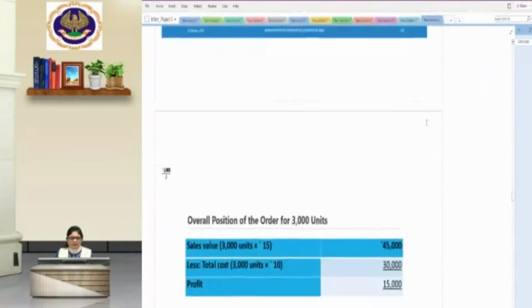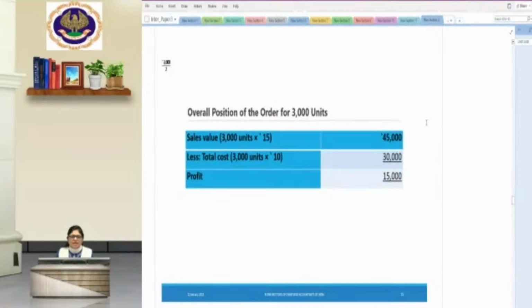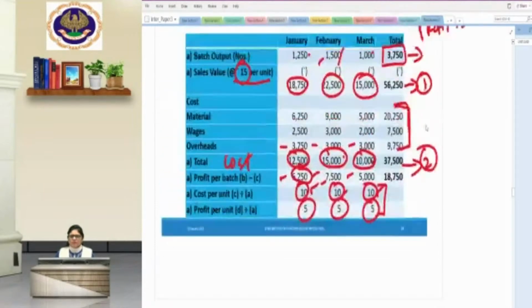So this is the last part of the question, like we have done. Sales value, but now we have to write for the overall position. Sales value, 45,000, less cost, 30,000, and the profit is 15,000. So here you go, the final answer, 15,000. Students, I hope you have understood this. Let me show you the final look of the question.